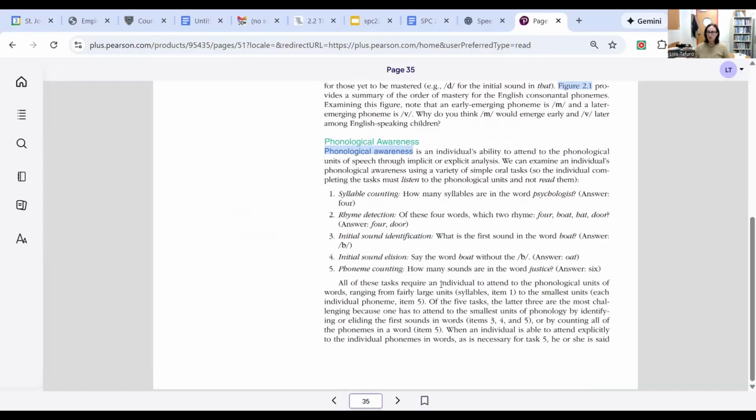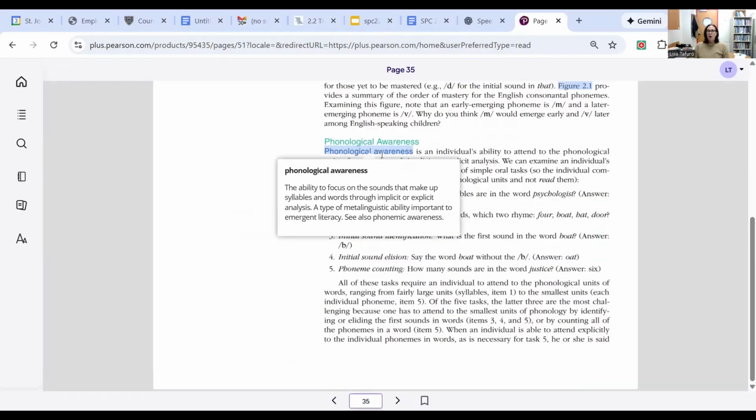The section on phonological awareness, right? If we click in here and take a look at the definition, awareness is the ability to focus on the phonemes or the sounds that make up the syllables in the words. But what's really important here is this idea that sometimes the awareness is both implicit and explicit. Sometimes it's just implicit, meaning you're aware, but you don't really realize that you're aware. And let me give you an example.